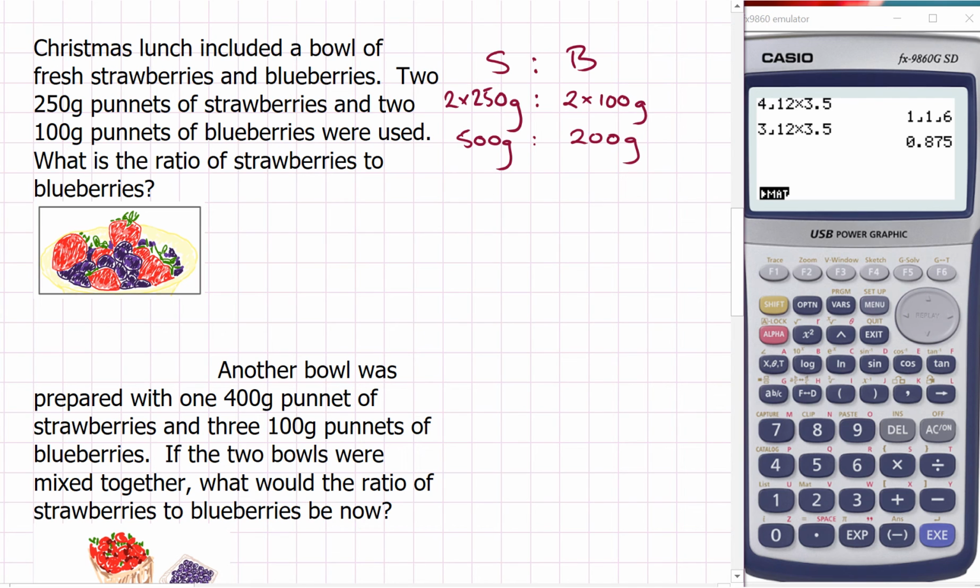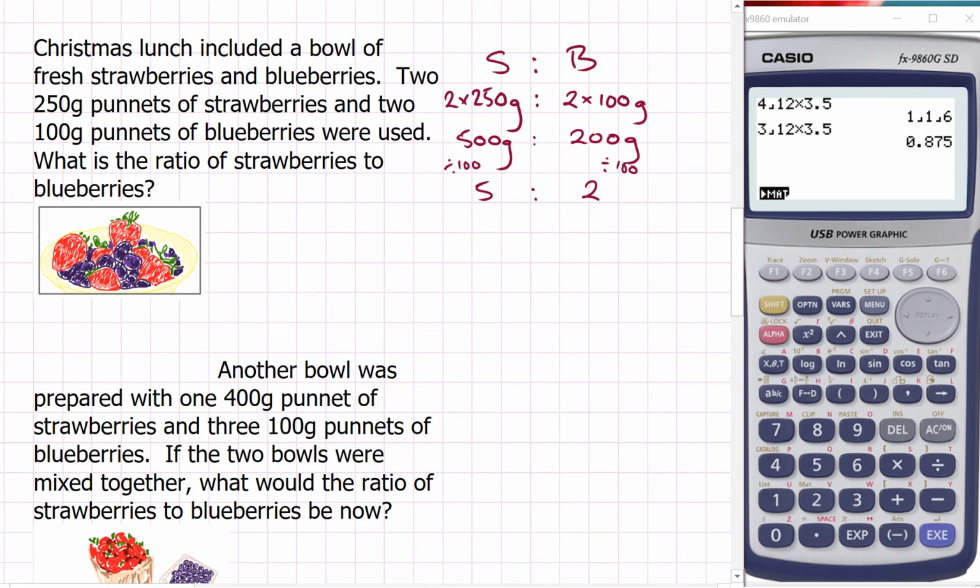Now we can simplify a ratio. So 500 to 200, I could divide both of those by 100 in order to simplify the ratio. So we get 5 here to 2 here. And that's the ratio in its simplest form. So strawberries to blueberries, the ratio is 5 to 2.